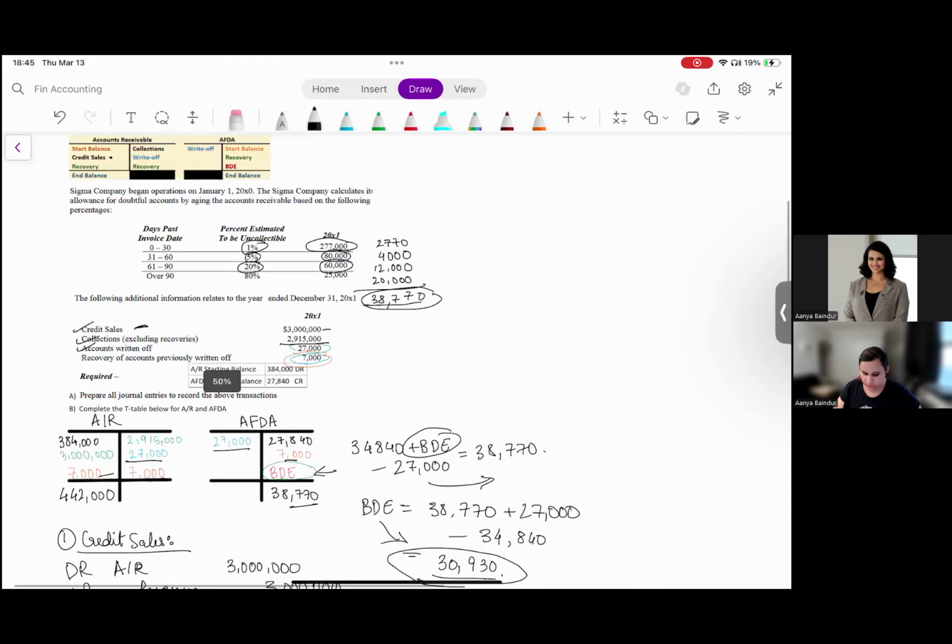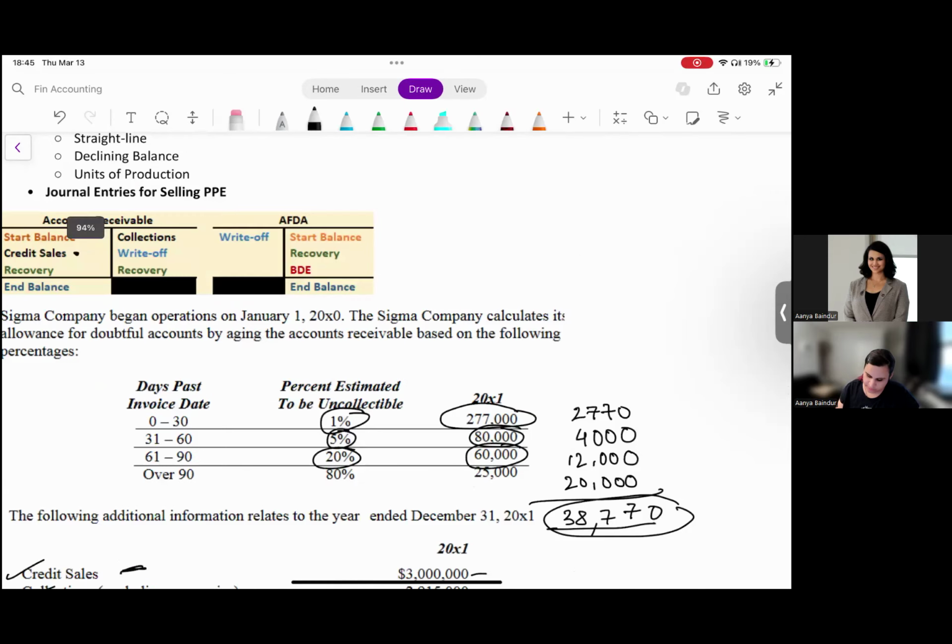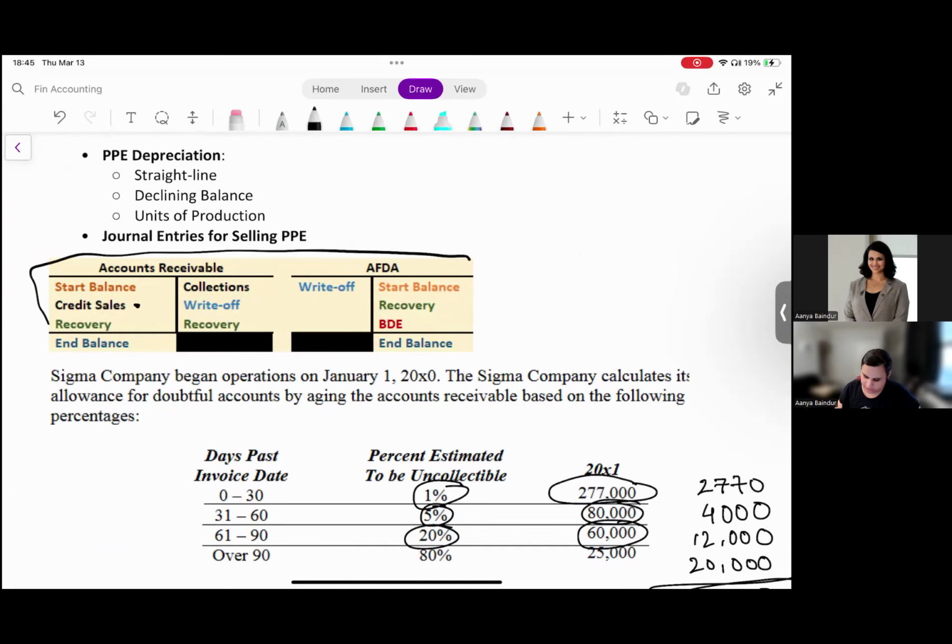Allowance for doubtful accounts questions become very easy if you can remember this table. If you remember this table and you just fill in the blanks, that'll make it very easy for you to complete this.